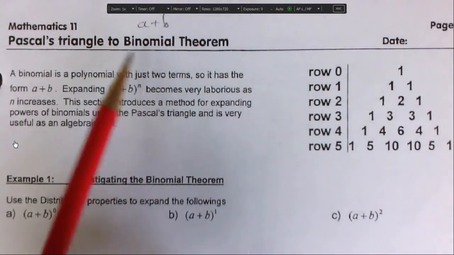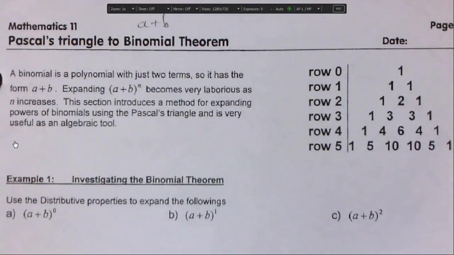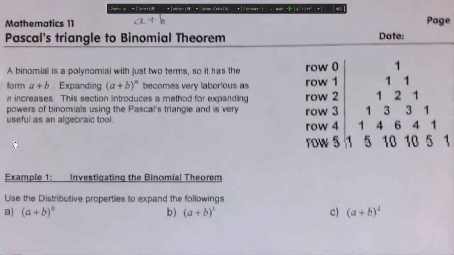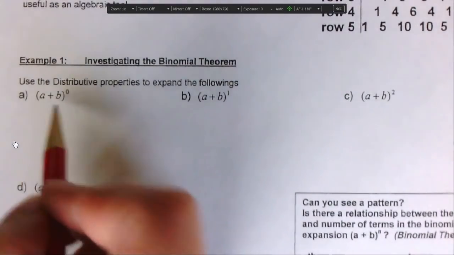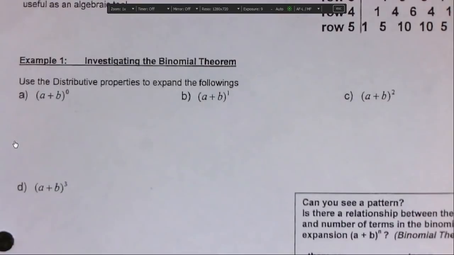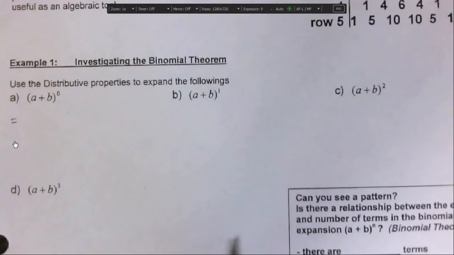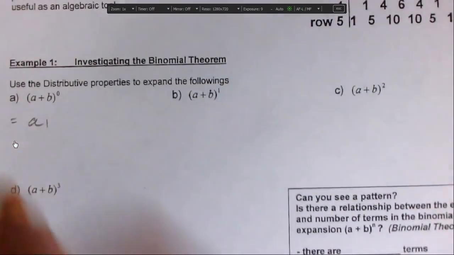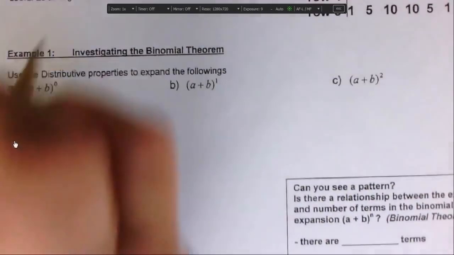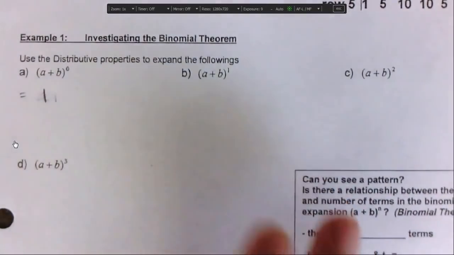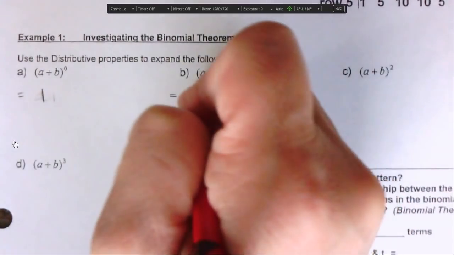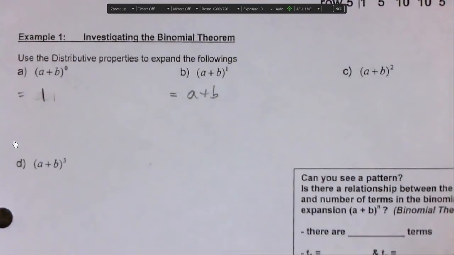So Pascal's triangle is going to help us to expand binomials, and I'll show you what I mean. If we go down to example 1, it says, use the distributive properties to expand the following. How do we expand a plus b to the exponent 0? Well, this one's easy because anything to the exponent 0 is just 1. Okay, let's do the next one, a plus b to the exponent 1. That's just a plus b.